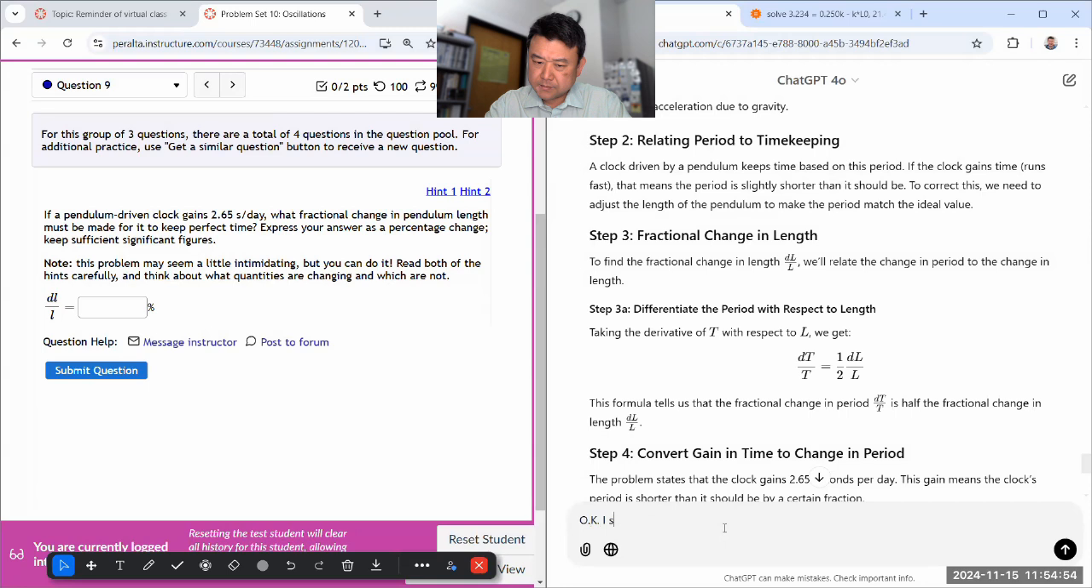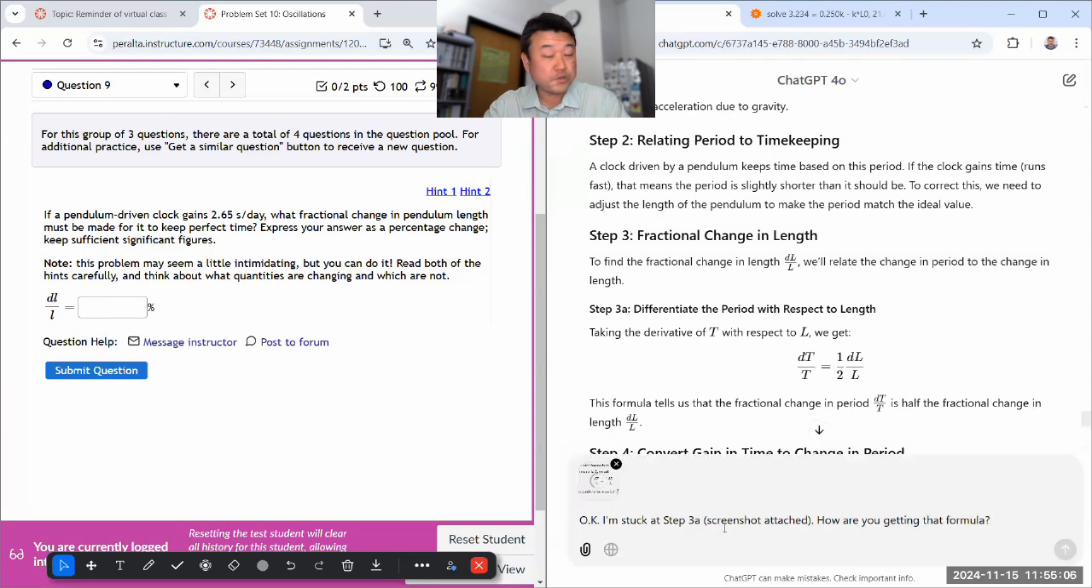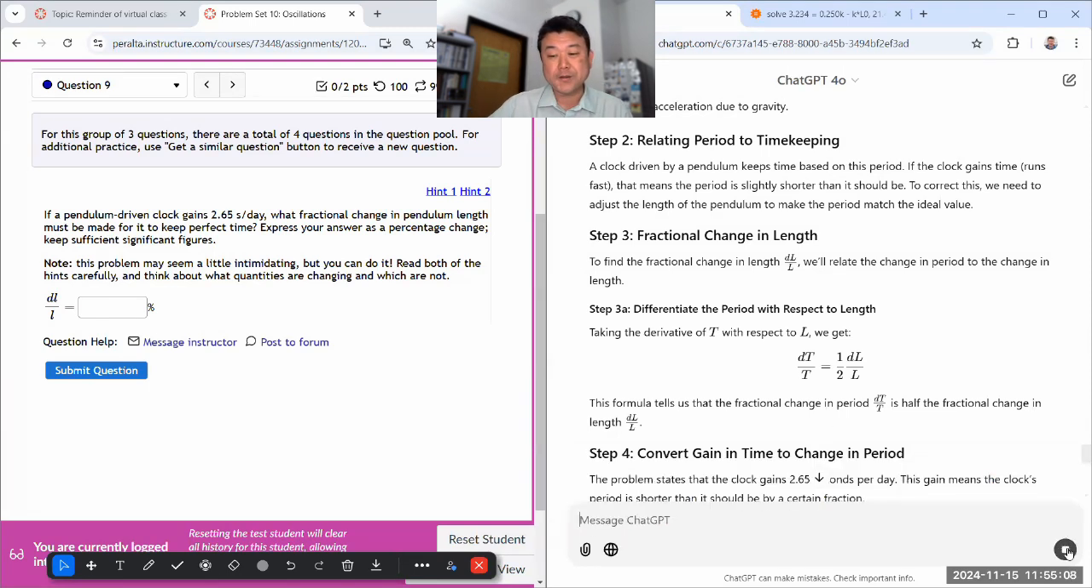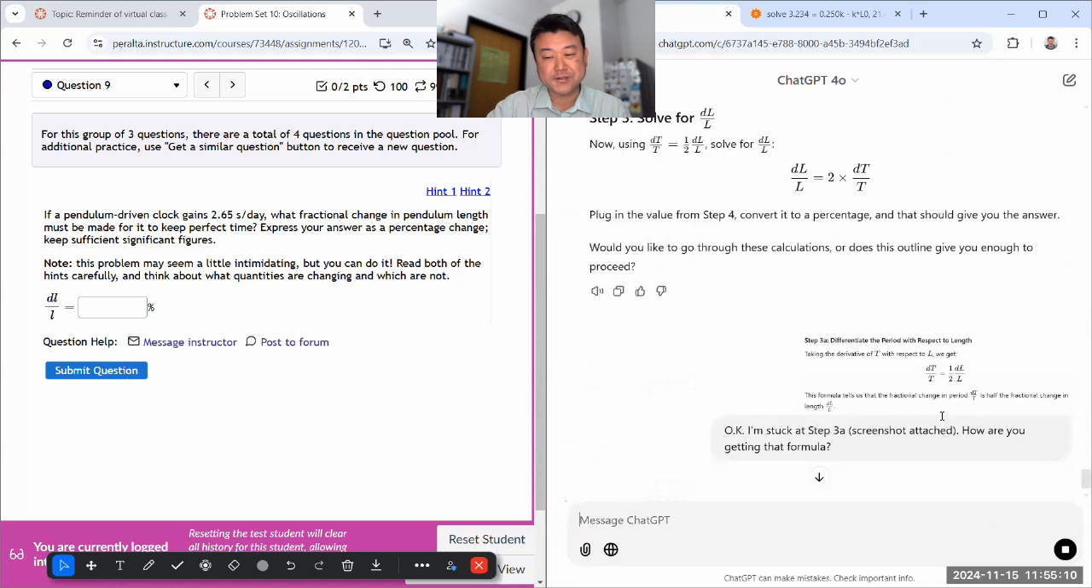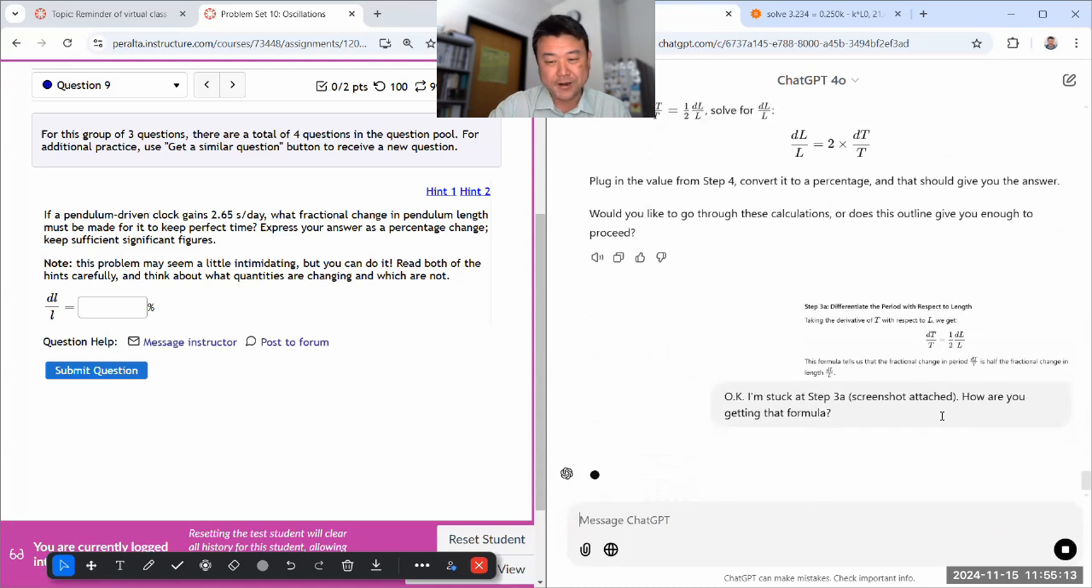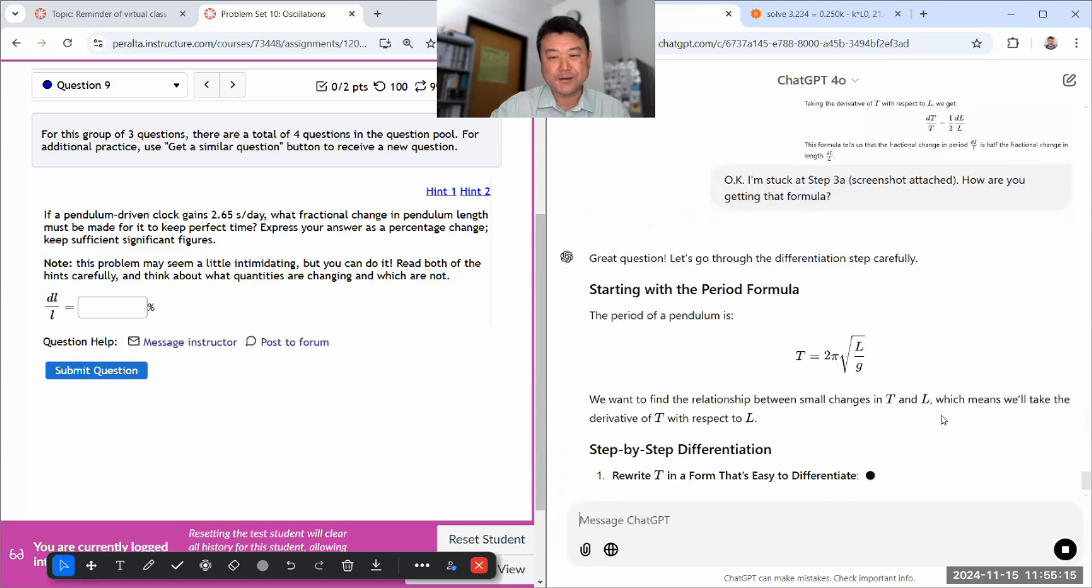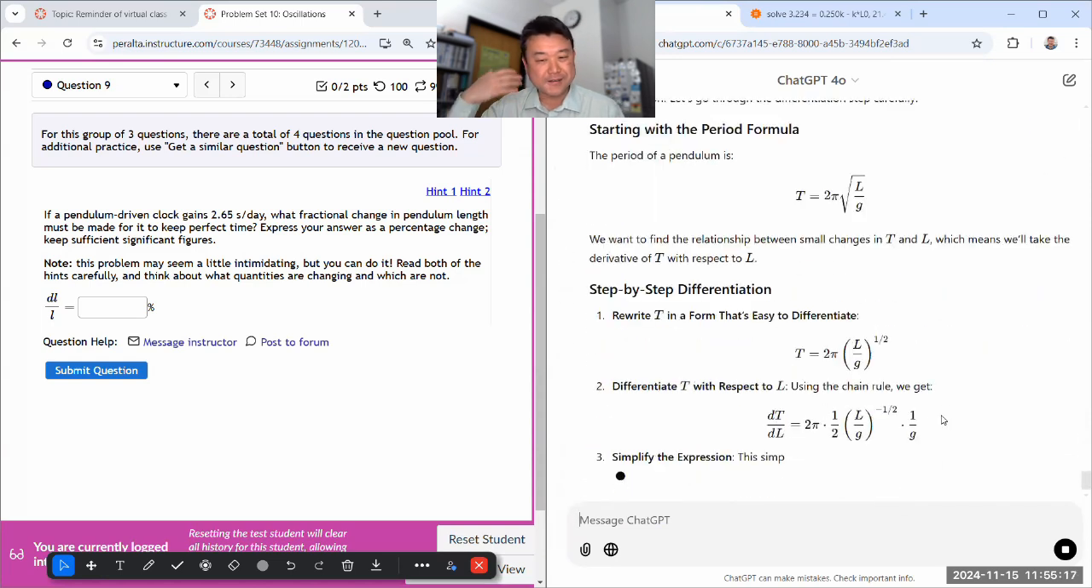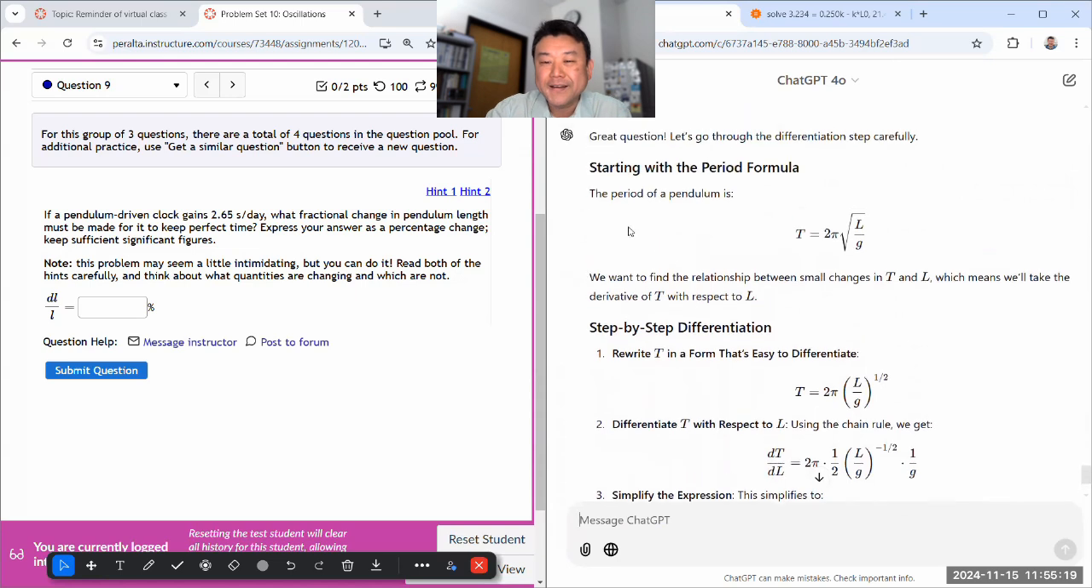Okay, I'm stuck at step 3A. Screenshot attached. How are you getting that formula? You should always be asking that. If it's a formula in the textbook, you should be asking yourself how the textbook author is deriving it. If it's a formula in ChatGPT, you should ask it, hey, how did you get that formula?